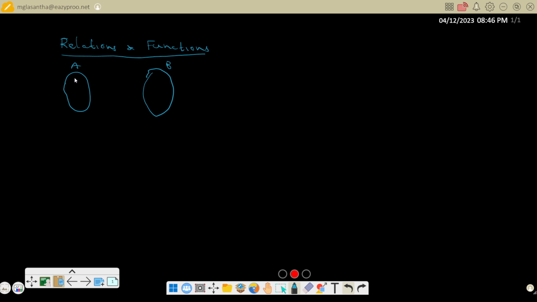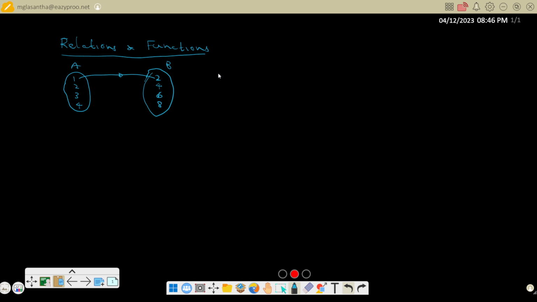Let's say set A includes 1, 2, 3, 4. Set B includes 2, 4, 6, 8. Right? Now this is the connection between members of the sets. Member 1 of set A is connected to a member of B. So that's a relation, right?